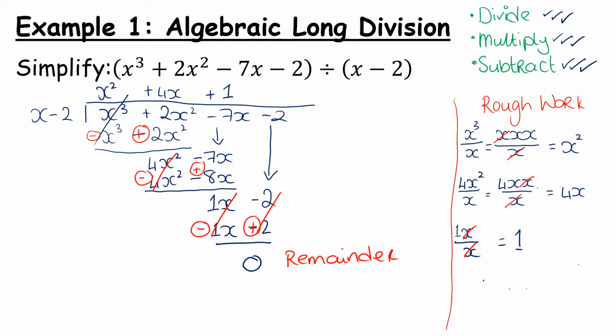If you were asked this question, simplify in this way, you would expect for this to work out evenly. We will see questions where it might not work out evenly, but if you were just asked a straightforward long division, you would expect to end up with 0 remainder.